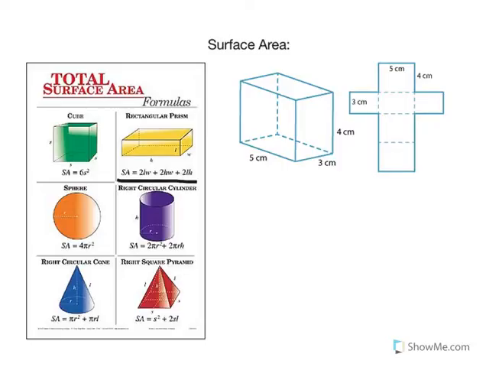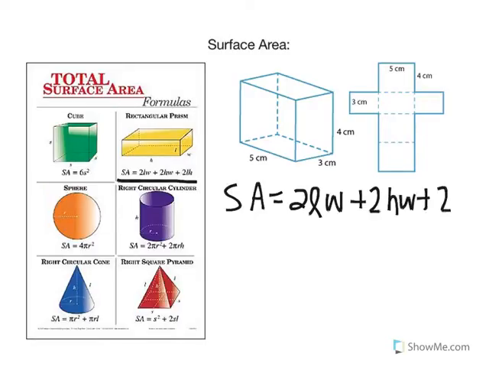So the formula is the same thing as that. It's finding the surface area for all of those sections, only it's written in a neat formula that you can use. Okay, so let's do this formula. Surface area equals 2 length times width plus 2 times height times width plus 2 times length times height.